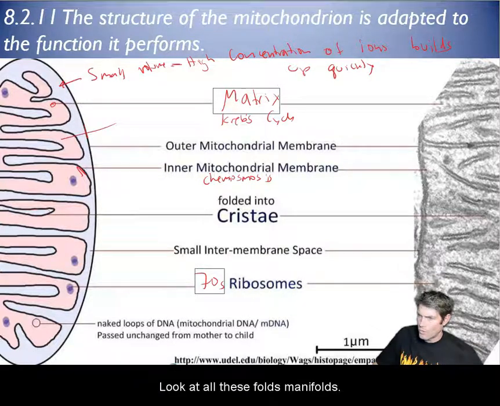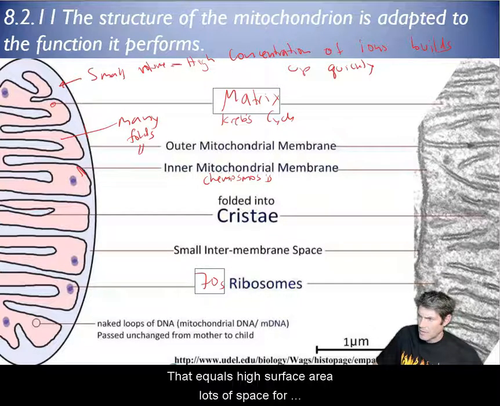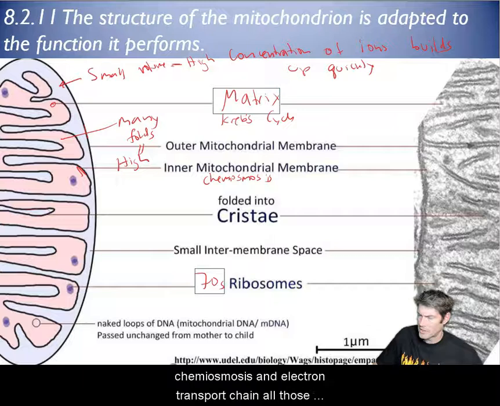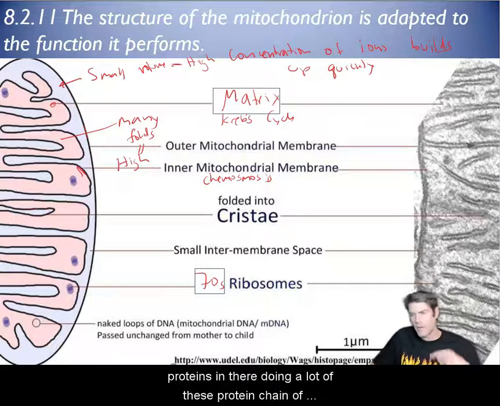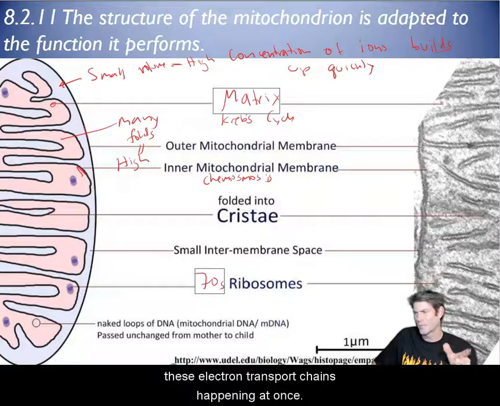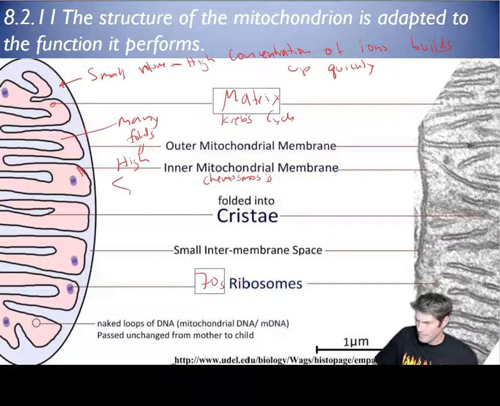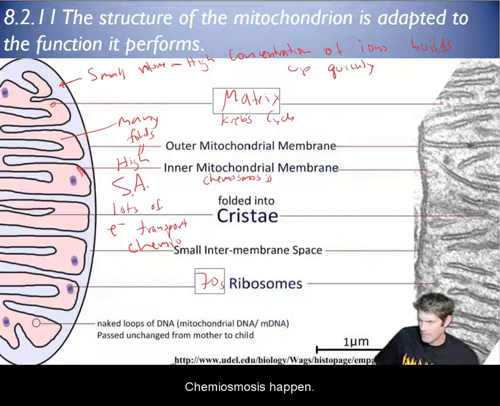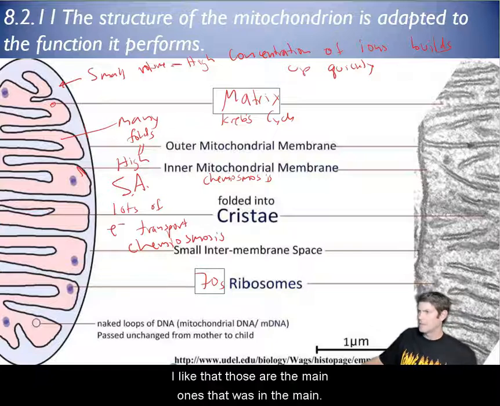Look at all these folds, many folds. That equals high surface area, lots of space for chemiosmosis and the electron transport chain, all those proteins in there. So we have a lot of these electron transport chains happening at once. So lots of electron transport and chemiosmosis happening. And I like that. Those are the main ones.